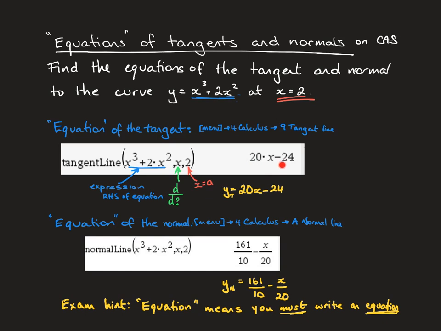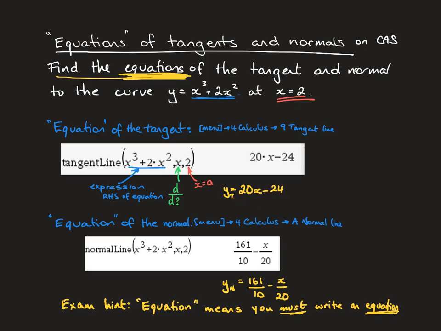Now the question has asked you for the equation. You can see here that it clearly says find the equations. So if this is an exam question, they're looking for an equation. If you just write this, that is not an equation. You need to write it as y is equal to, or whatever variable you like at the front, so the tangent is y equals 20x minus 24. If you don't write it as an equation when you're asked for an equation, you won't get the mark for it.